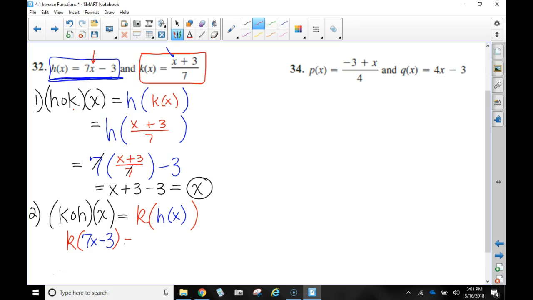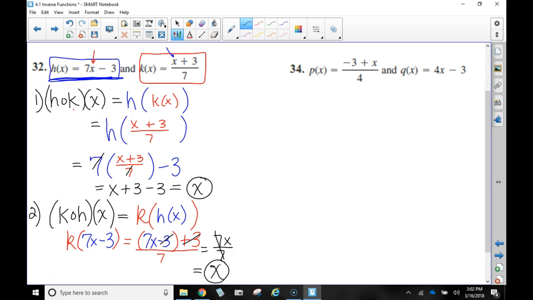Okay? Now, our original K function says we have x plus 3 all over 7. So let me write x plus 3 all divided by 7. And I'm going to replace the x with the blue stuff, the 7x minus 3. Okay? Now it's a matter of simplifying some things. In the numerator, those parentheses are not essential, right? So we can do 7x minus 3 plus 3 falls out. That leaves us with 7x divided by 7. And then you will see that the 7s will reduce. And so we get x for our answer here.